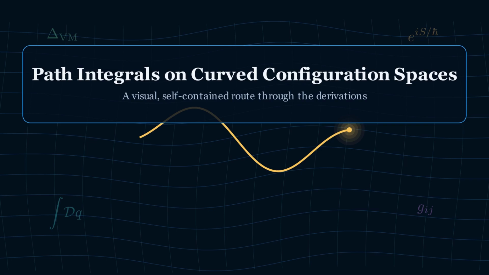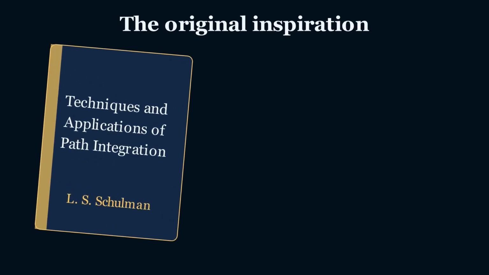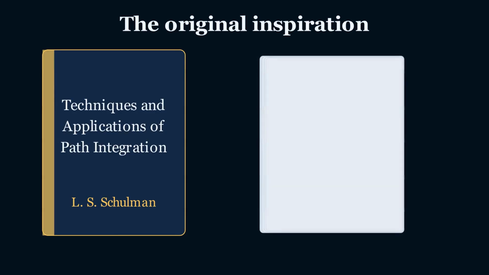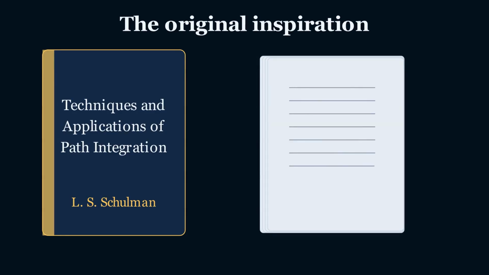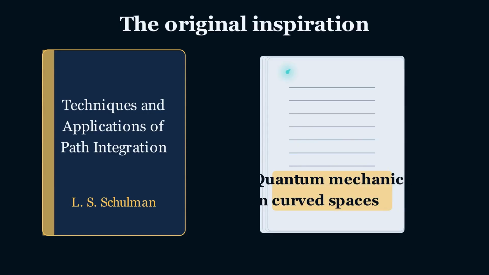The course is designed to make that geometric structure visible and to show the reasoning that connects each formula to the next. One of the main sources of inspiration behind the course is Schulman's book, Techniques and Applications of Path Integration. The author of this course became particularly interested in its discussion of quantum mechanics in curved spaces. The subject brings together classical mechanics on manifolds, differential geometry, quantum mechanics, semi-classical reasoning, heat kernels, and group theory. The book is an advanced reference and naturally presents many arguments in a compact form.